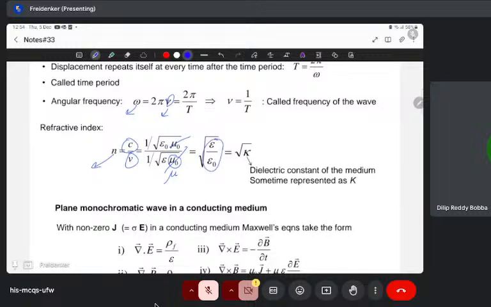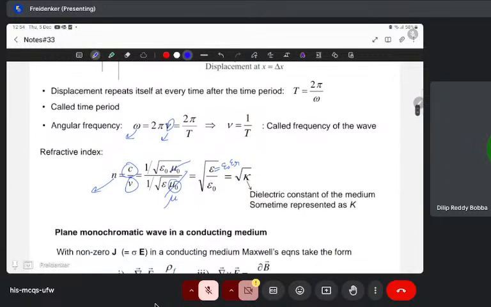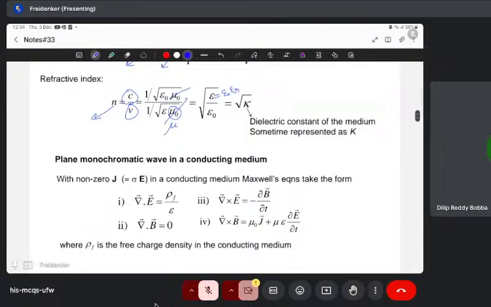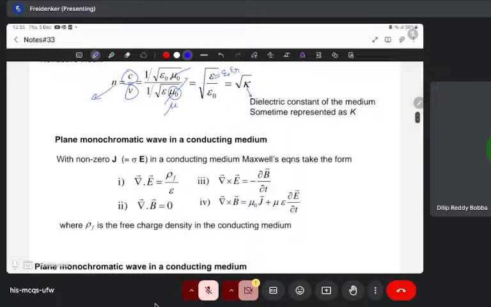And what is this? Epsilon is nothing but epsilon naught epsilon r. So epsilon r is nothing but dielectric constant. So k or kappa here, kappa they're using. So here kappa is dielectric constant. It's already there in the slides.